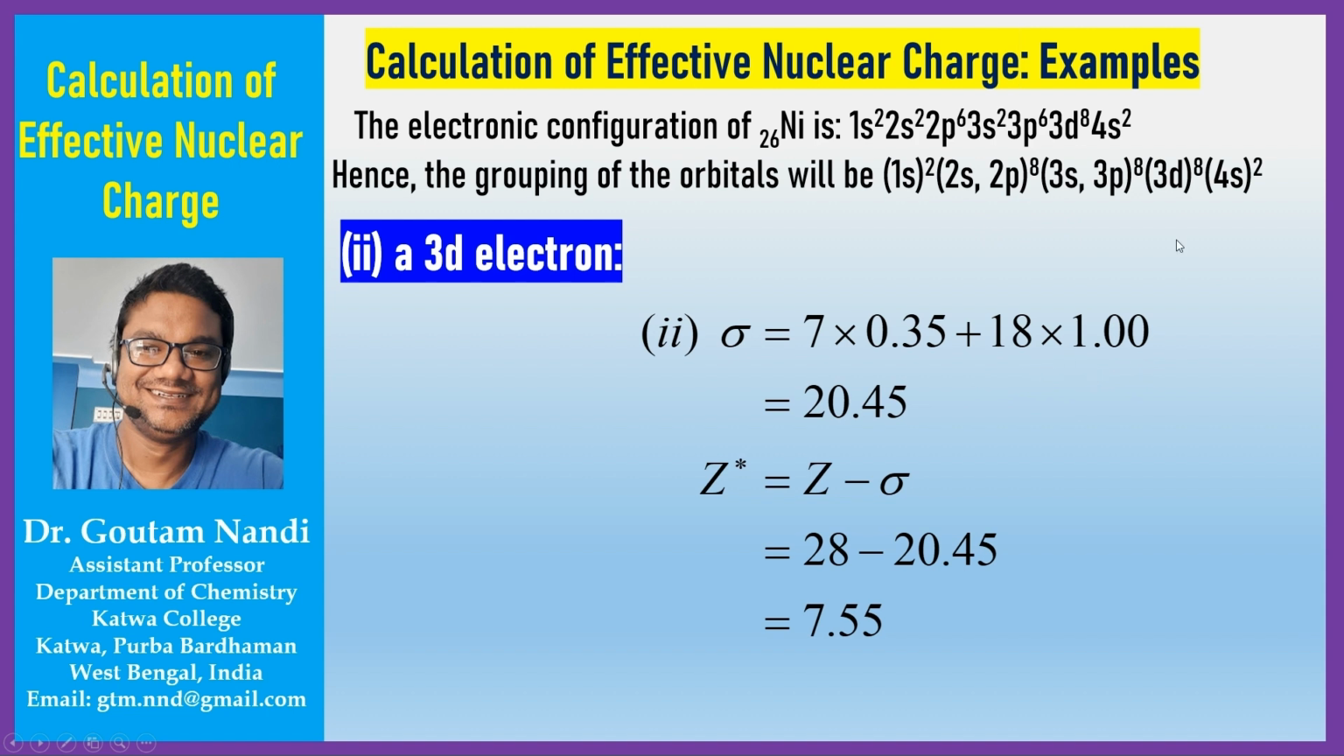Okay, for d and f electrons, all other electrons except the nth shell, all the lower shells will contribute 1.00 each. So this is giving a sigma value of 20.45, and Z star will be 28 minus 20.45, that is 7.55. Meaning each 3d electron will be experiencing 7.55 effective nuclear charge.